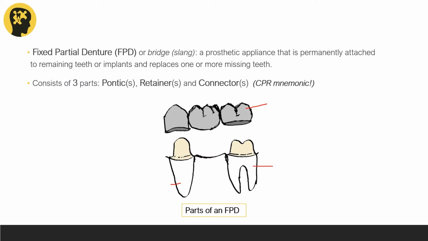When we look at the prosthesis itself, the part of the prosthesis that goes over the abutment teeth are called retainers. The part of the prosthesis that replaces the missing tooth is called a pontic, or if it replaces multiple missing teeth, it's called pontics. Now we need something that connects the pontic to the retainer, and that's what is called a connector. A nice way of remembering this is to use the mnemonic CPR, which actually stands for cardiopulmonary resuscitation, but can be used to memorize the components of the FPD as well.